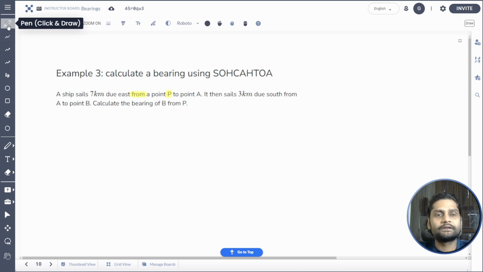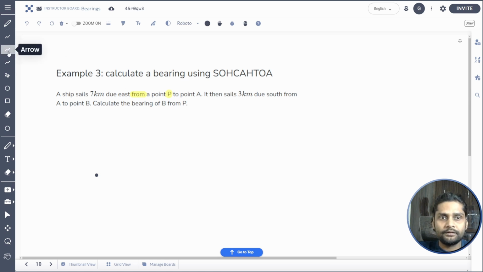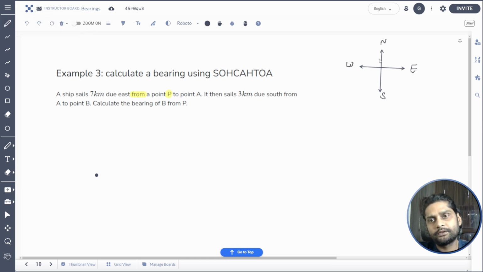So we can first consider that there exists a point P somewhere. Let me draw that somewhere here. There exists a point P, and a ship sails 7 km due east. So students, in the direction system, if we consider the north line facing upwards, then the south line must be opposite to that, the east line towards the right, and west towards the left of the north line, like this: north, south, east, west. So we can follow this convention.